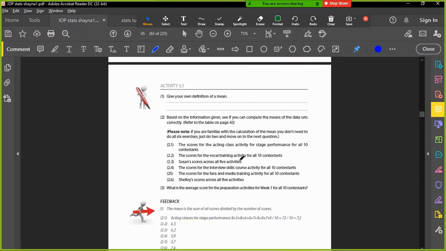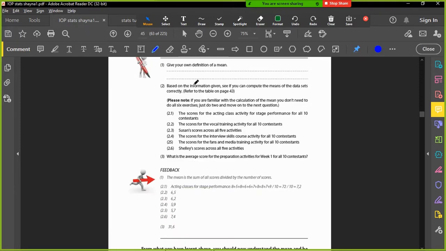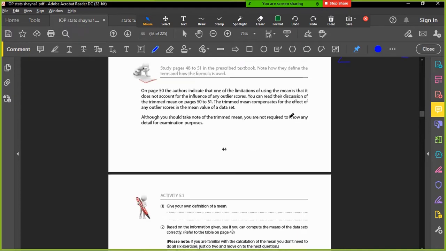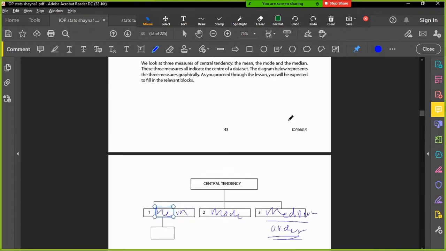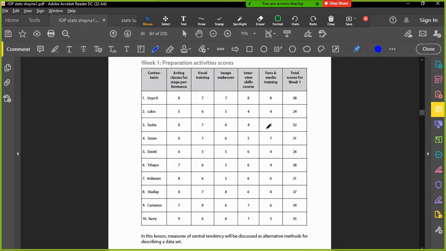Okay, perfect. And the mode's easiest. Give your own definition of mean. Okay, this is theory that you can go through. Let's focus on calculations, and I can show you how to do this on the calculator. Okay, so when looking at scores for contestants, there are 10 of them. Where are the scores? Oh, it must have been that table. This big one. Yes, okay, here's the table.